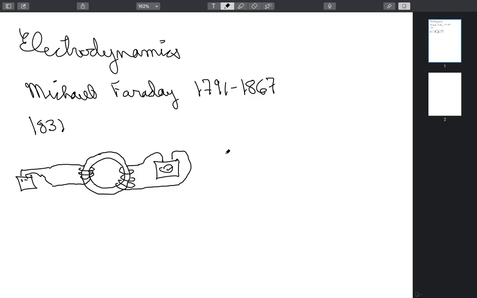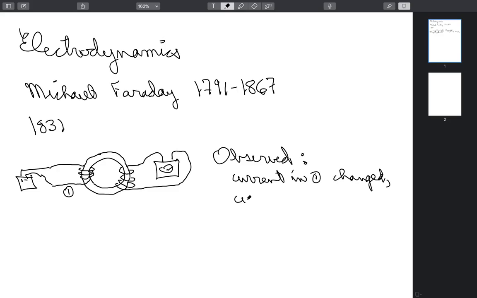And what he observed is that when the current in loop 1 changed, there was a current observed in 2, 2 being this coil here. So that's the fundamental observation that triggered Faraday into studying these things in much more detail.